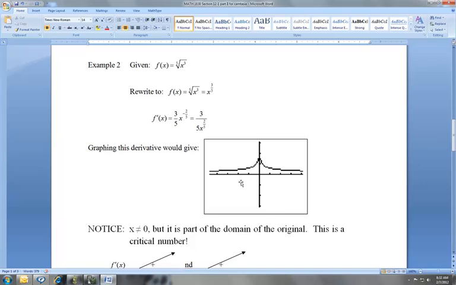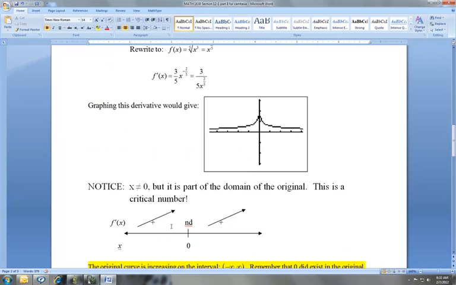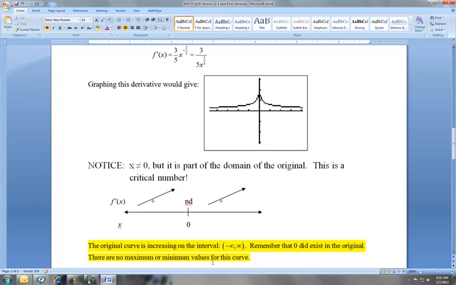Next example. Well, here's these arrows. These are the only things really that I have included on this. If I've got a plus, my lines are going to go up, and always left to right, because that's how we look at increasing, decreasing. So it's going up, it's going up. It says the original curve is increasing on the interval from negative infinity to infinity. Remember that 0 did exist in the original, but in order for me to have a max or min, I'm going to have to go from a plus to a minus or a minus to a plus. I don't have that here, so there are no max or mins.